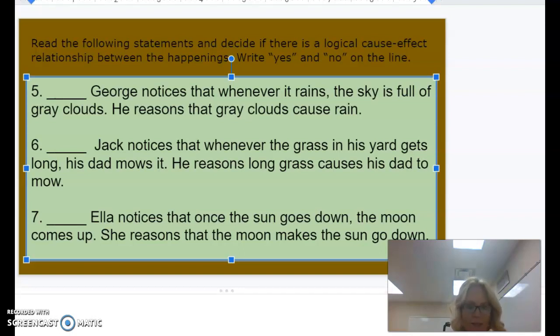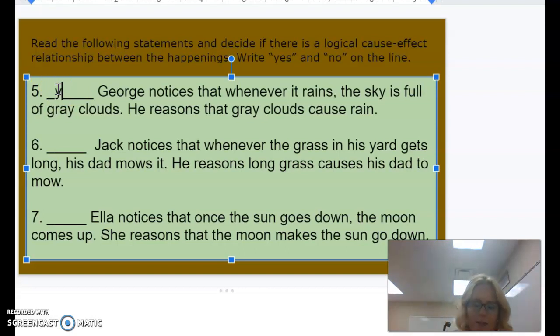Okay, so number 5 says George notices that whenever it rains, the sky is full of gray clouds. He reasons that gray clouds cause rain. Is that a logical cause and effect? I would say yes.